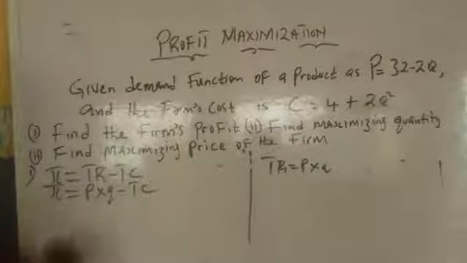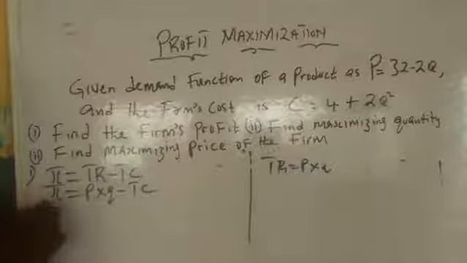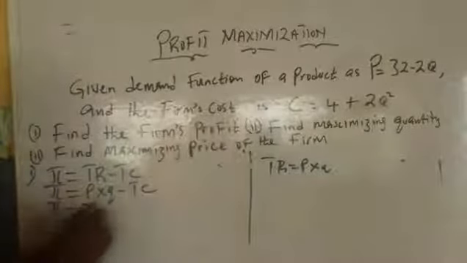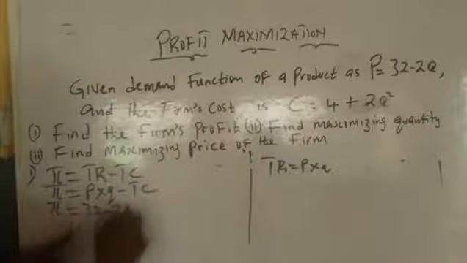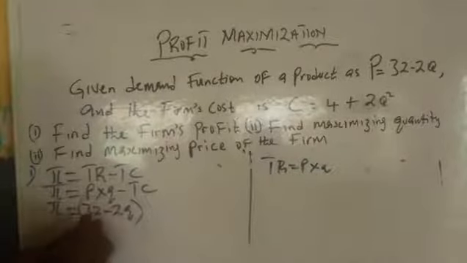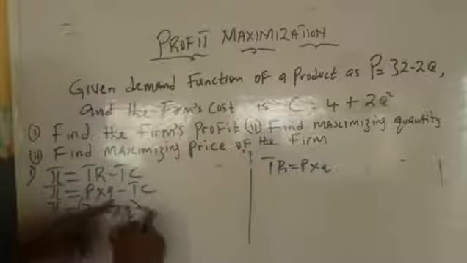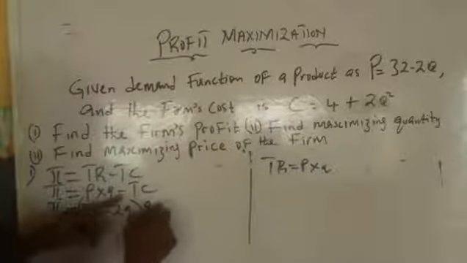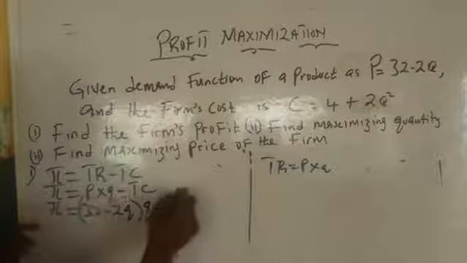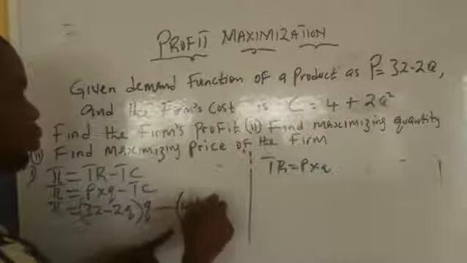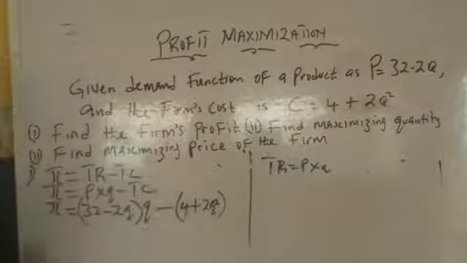Now, as we have this, what are you going to do? We write profit equals P, which is 32 minus 2Q, in brackets, times Q, the quantity. Then minus our total cost. We must put the bracket there so that we do not make a mistake of sign. So we put the function here: 4 plus 2Q squared.